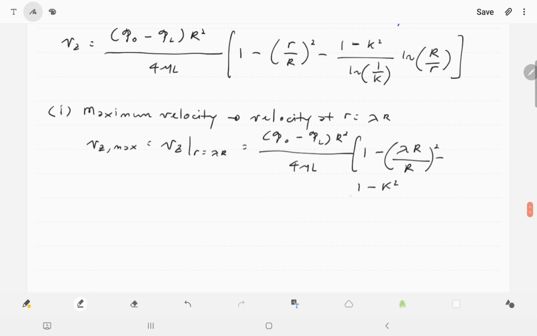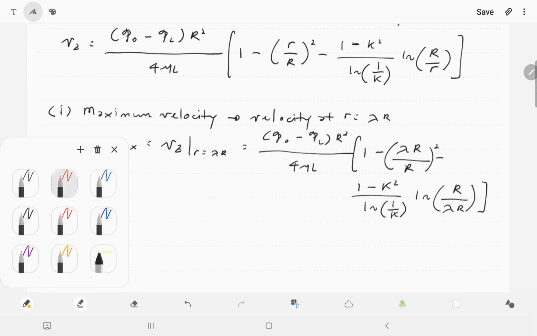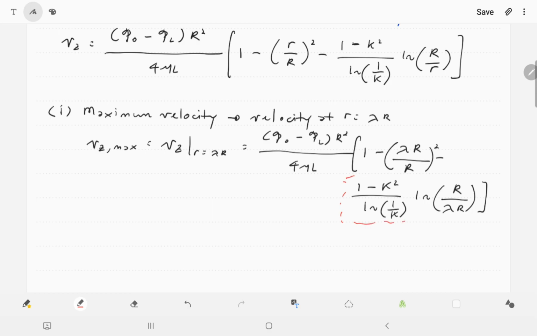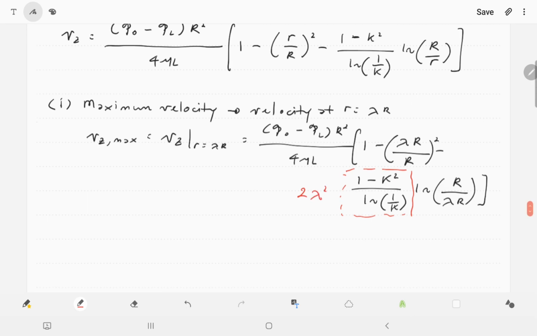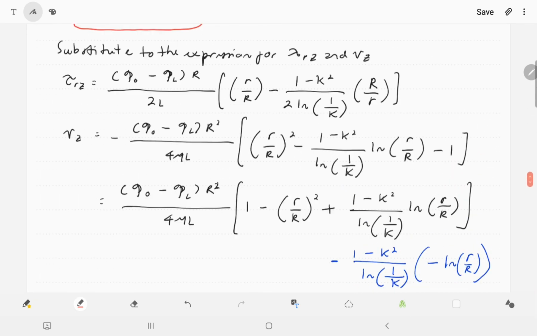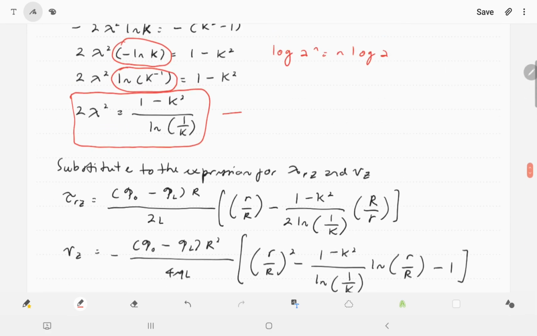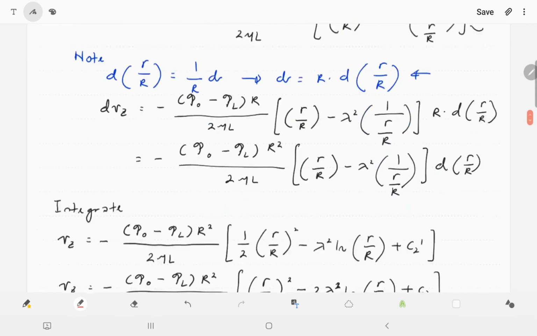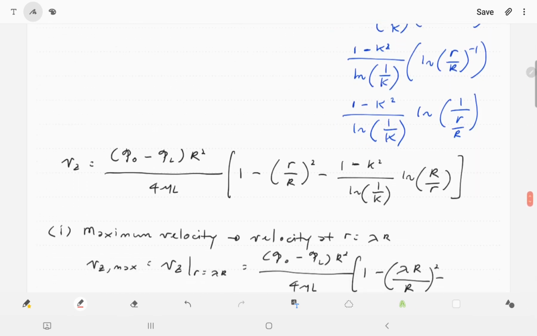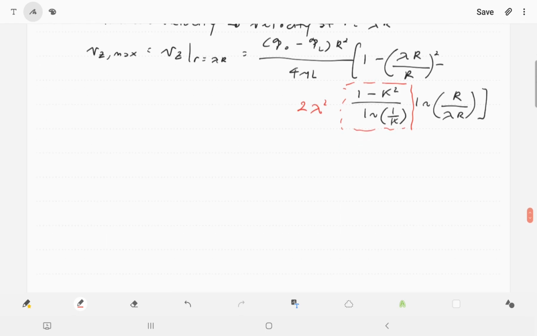One minus k square divided by ln 1 over k, ln r per lambda R. Note that this term here is actually 2 lambda square. You go back to your original definition for lambda square. Likewise we can cancel this with this, and this one can cancel with this.